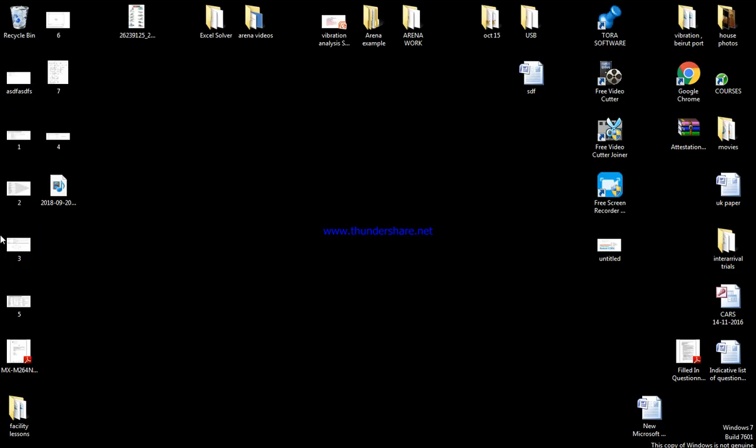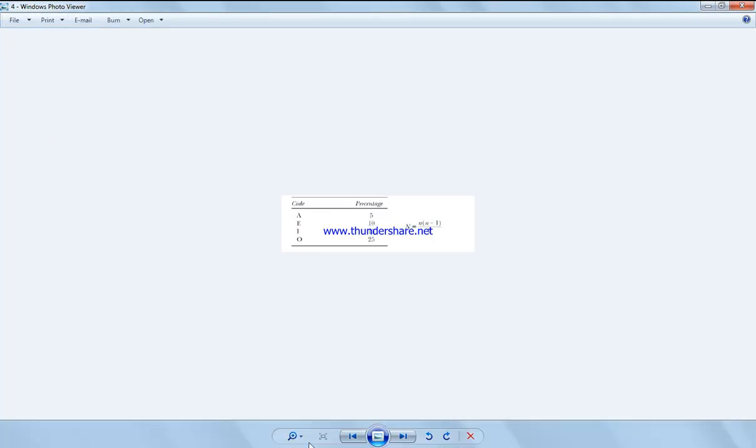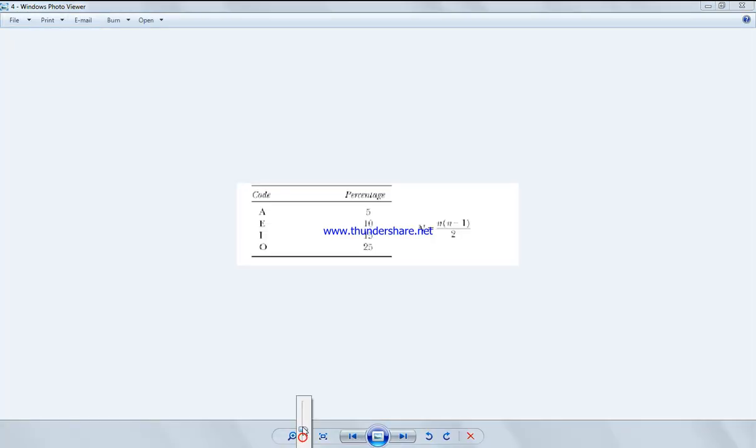Therefore, we have to mention that the percentage of all A codes cannot be more than 5%. The desirable E's are 10%, I's are 15%, and O's are 25%, and the remaining will probably be assigned to U, with the exception of a few that are assigned to X.